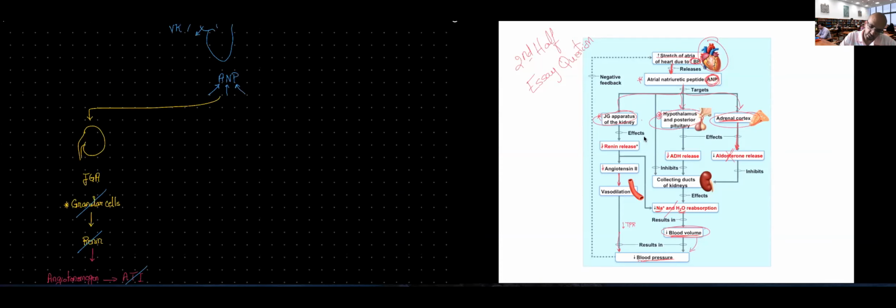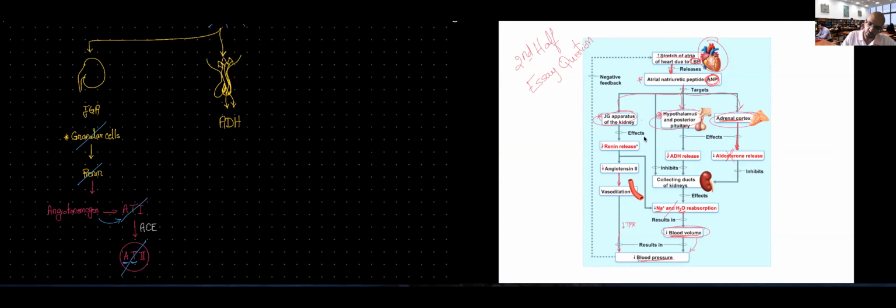The second target organ that the ANP is going to be acting on, if you remember, was the hypothalamus and the posterior pituitary gland. Remember, the hypothalamus nerve cells are going to be releasing a hormone that gets stored and released out from the posterior pituitary gland. We call this hormone anti-diuretic hormone, or ADH.